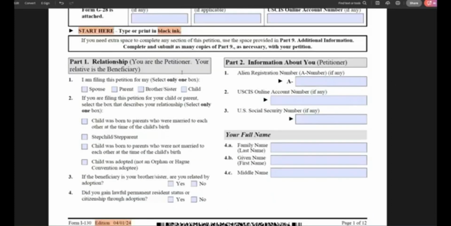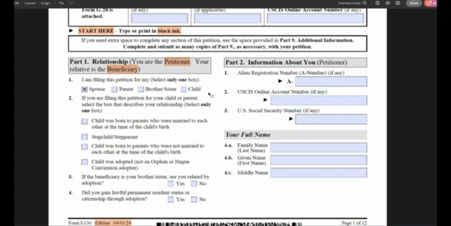A couple of quick definitions. The person who is filling out this application is called the petitioner, so the U.S. citizen or permanent resident. And then the person who is your relative, whom you would like to immigrate to the U.S., is called a beneficiary. So in part 1, you will be asked to identify whom you're filing this petition for: spouse, parent, brother, sister, or child.